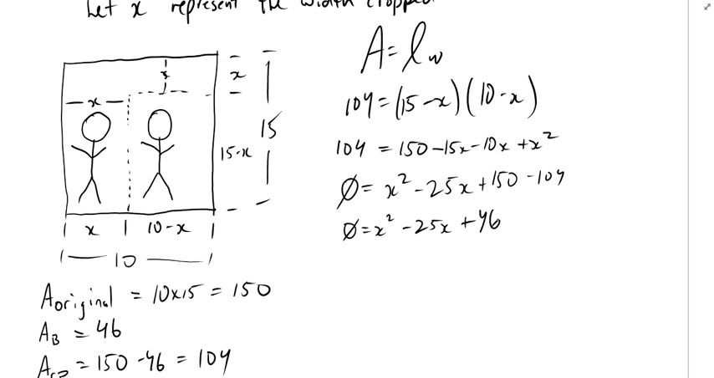X squared minus 25x plus 46. Is that what we got? A lot of these border questions don't work out nicely, and you can't factor them, so you use the quadratic formula. But this one is factorable. Does anybody know what they are? Hayden? X minus 23 times x minus 2. Yeah, 23 and 2. Very good.